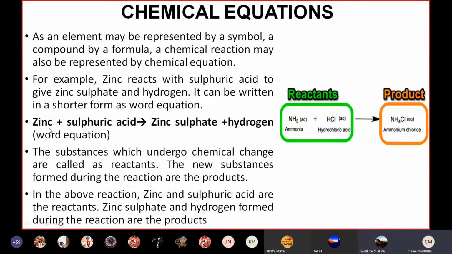Zinc and sulfuric acid. Yes, zinc and sulfuric acid are reactants, and zinc sulfate and hydrogen are products.